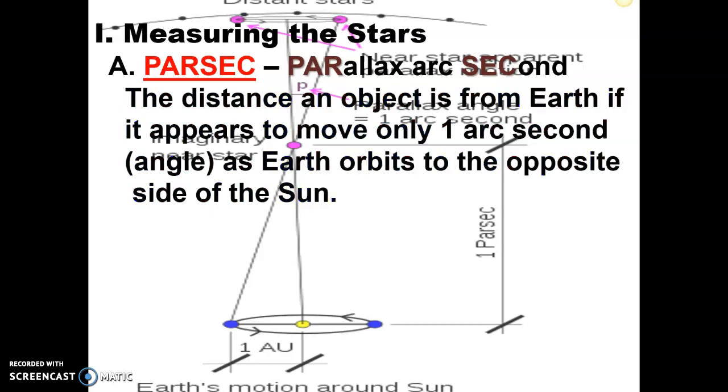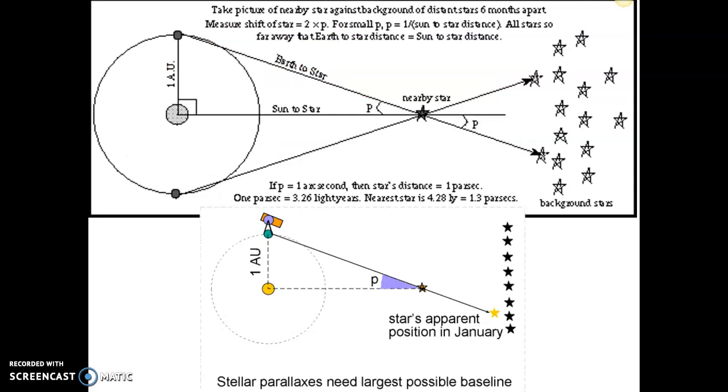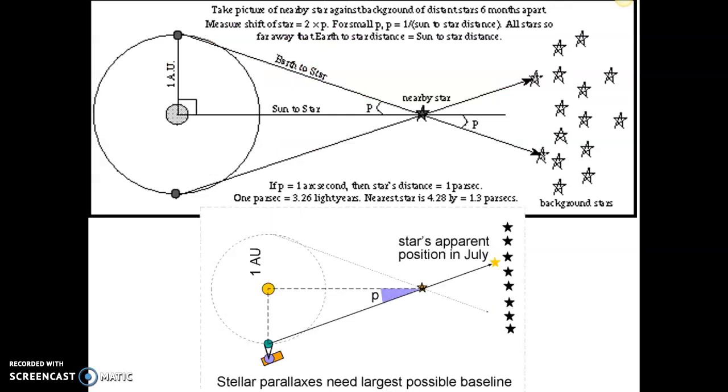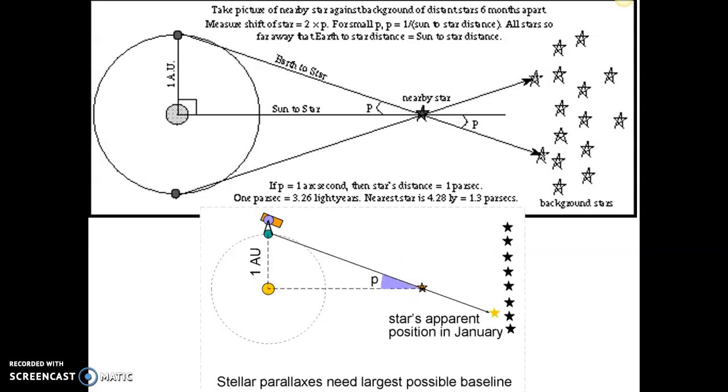So a parsec then is the distance an object is from the Earth if it appears to only move 1 arc second as the Earth orbits. Now, you can see that that looks like a long ways away, but like I said, our closest star to us is further than a parsec away. It's 1.3 parsecs away in the diagram there.